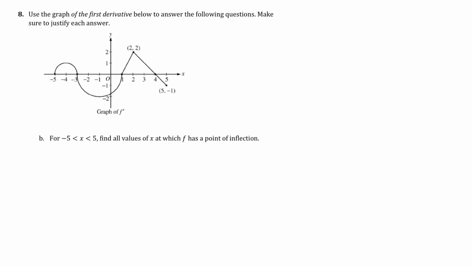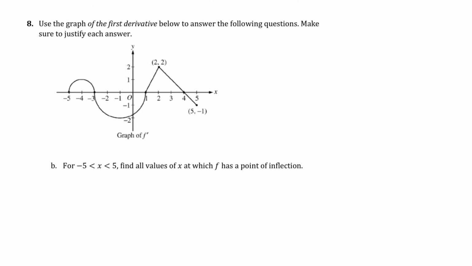Moving on to part 2. Part 2 is asking for, once again, same graph. We have the graph of f prime, and we want all values of x at which f has a point of inflection. F has an inflection point means we have to just write this down. If it has an inflection point, we know that f double prime is going to be 0. We know that f double prime has to change from positive to negative or negative to positive, because it means that f changes concavity there.